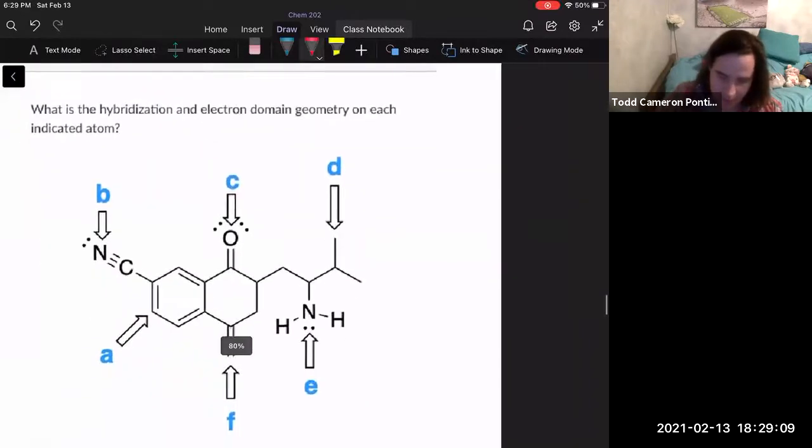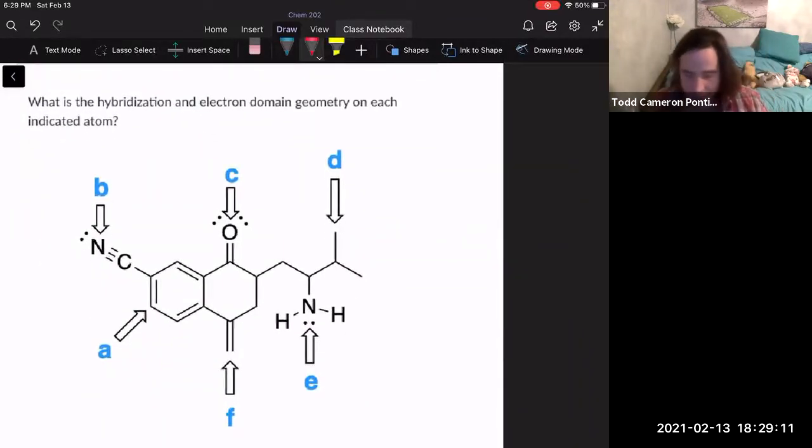All right, hybridization and electron domain geometry on each of these. Okay, we get to use one of my favorite rules in chemistry, the spdodo rule. What is the spdodo rule, you might ask? Glad you asked. The way it works is, it's fun and easy.